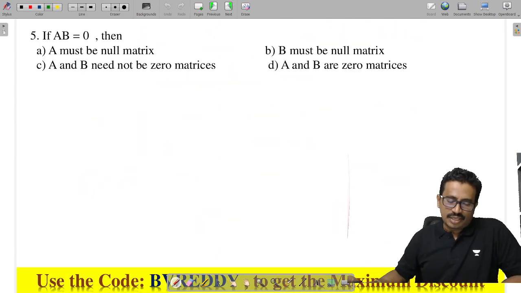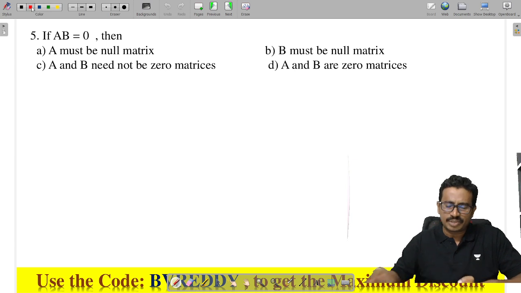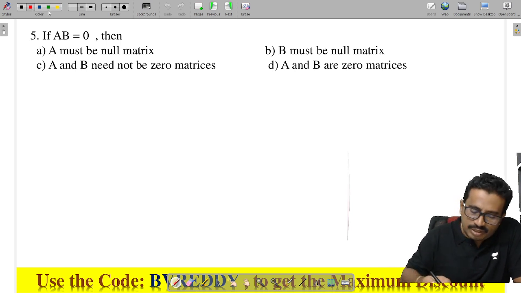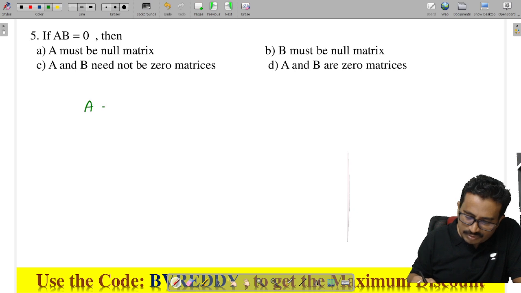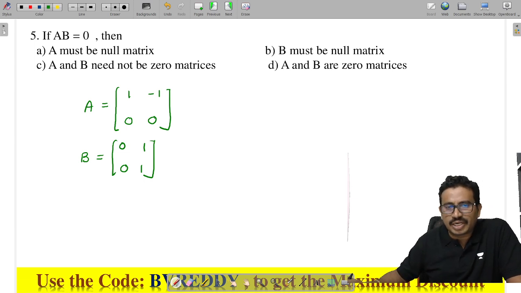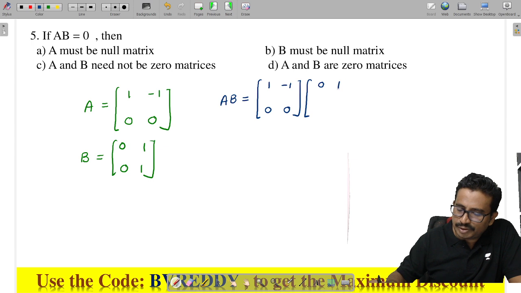Next, you can see, if AB equals 0, then what happens? If AB is equal to 0, is it necessary that a matrix must be a null matrix? If AB equals 0, the matrix A may not be a null matrix, and B also may not be a null matrix. Let us consider one simple example. Let A be the matrix 1, minus 1, 0, 0, and B be the matrix 0, 1, 0, 1. So A is not a null matrix, and B is also not a null matrix. Let us find the product of these two matrices: 1, minus 1, 0, 0 times 0, 1, 0, 1.